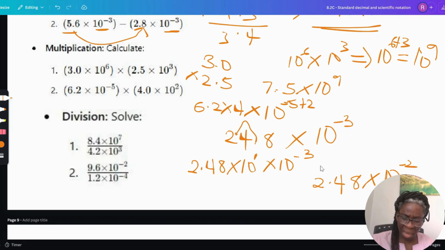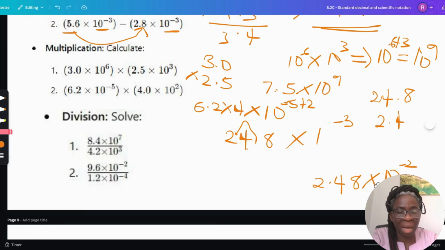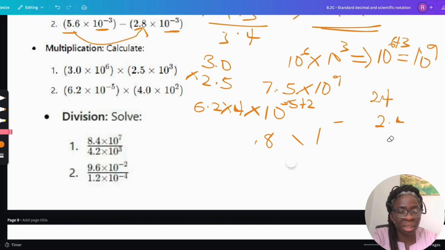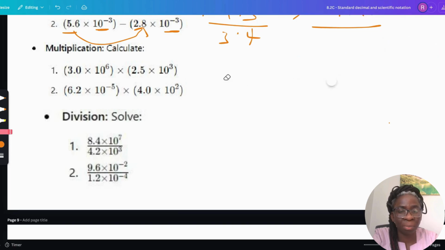Don't leave the answer as 24.8. You have to change it to 2.48 because the decimal must always be after the first digit. So that is how to multiply. So the difference between addition and multiplication is that when you are adding, you maintain the power. The power must be the same. Once the power is the same, you add the numbers and you just maintain the power. But when you are multiplying, you multiply the numbers and you also multiply the powers. You multiply the tens by adding the powers.